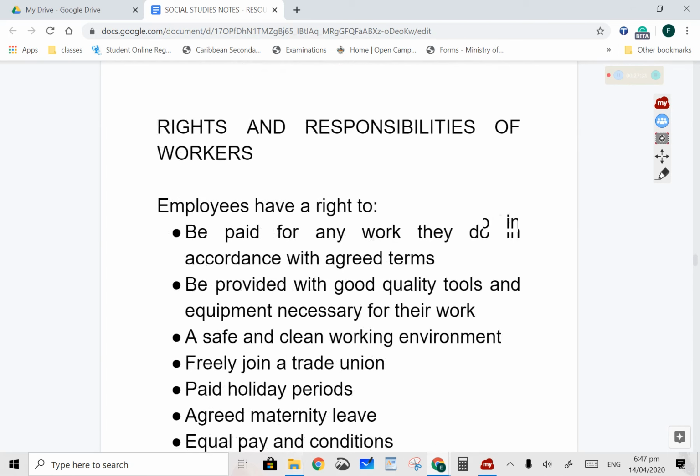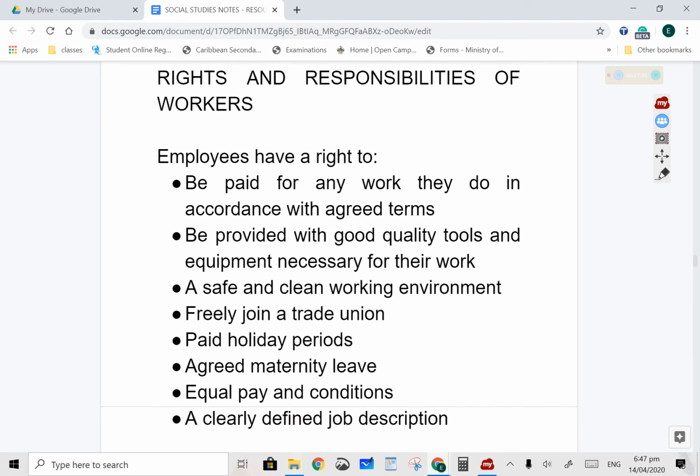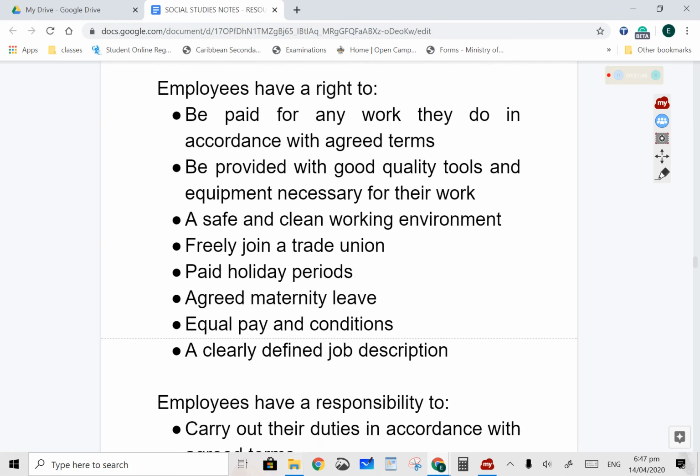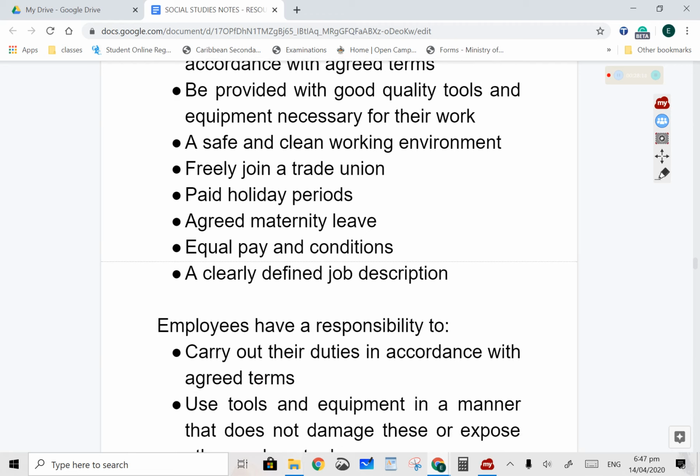Right? Rights and responsibilities of workers. So workers actually really do have rights and responsibilities, not only rights but responsibilities. Employees have a right to be paid for any work they do in accordance with agreed terms, be provided with good quality tools and equipment necessary for their work, a safe and clean working environment, freely join a trade union, paid holiday periods, agreed maternity leave, equal pay and conditions, and a clearly defined job description.